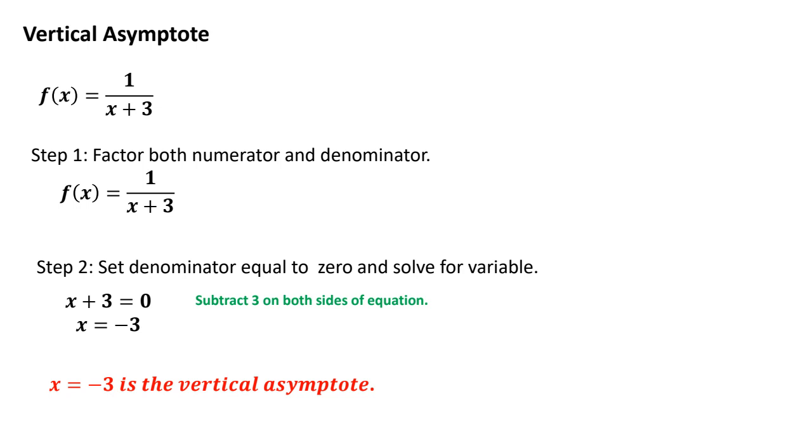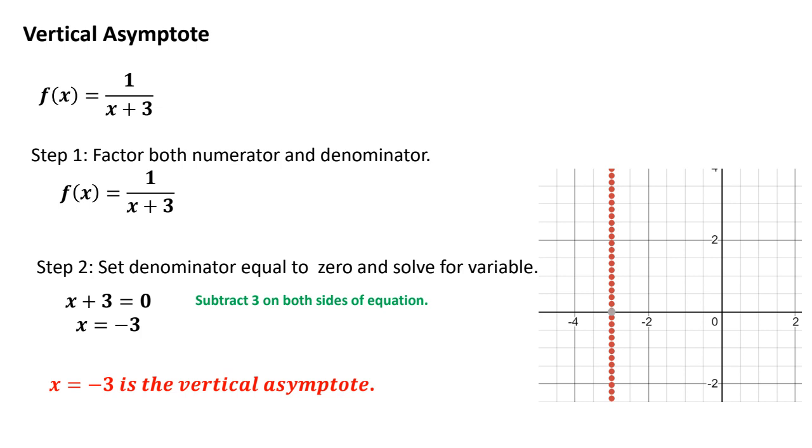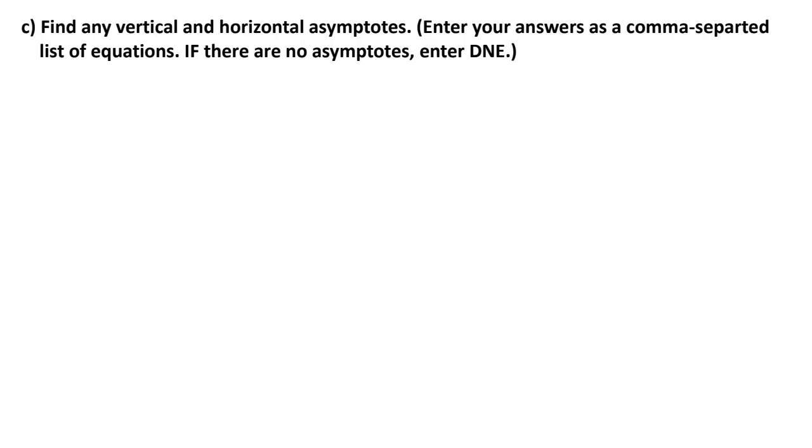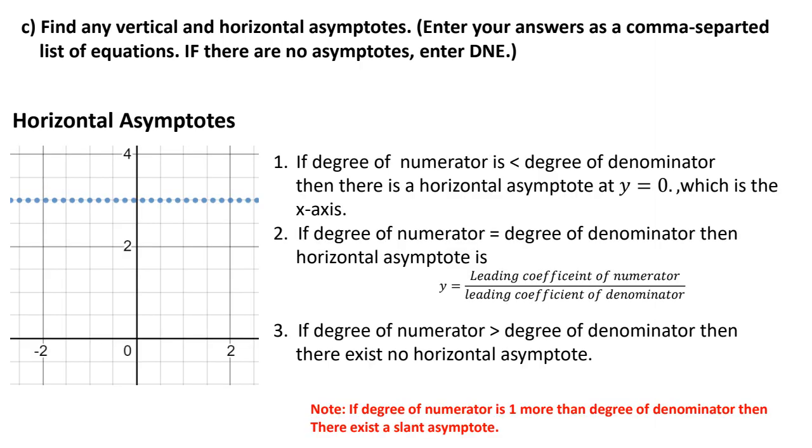So this vertical line here is indicated as a dashed line in red. Now, for our horizontal asymptotes, it asks us also for the horizontal asymptotes. For horizontal asymptotes, we have several cases, and these are our 3 cases. Given a rational function, if the degree of the numerator is smaller than the degree of the denominator, then we'll always have a horizontal asymptote at y equals 0.